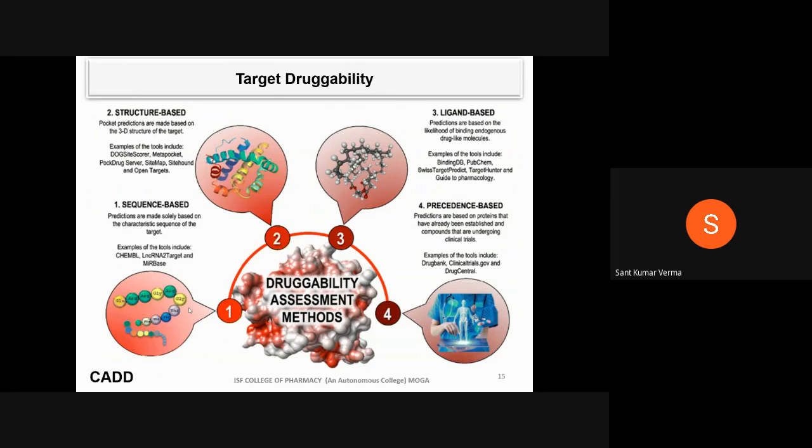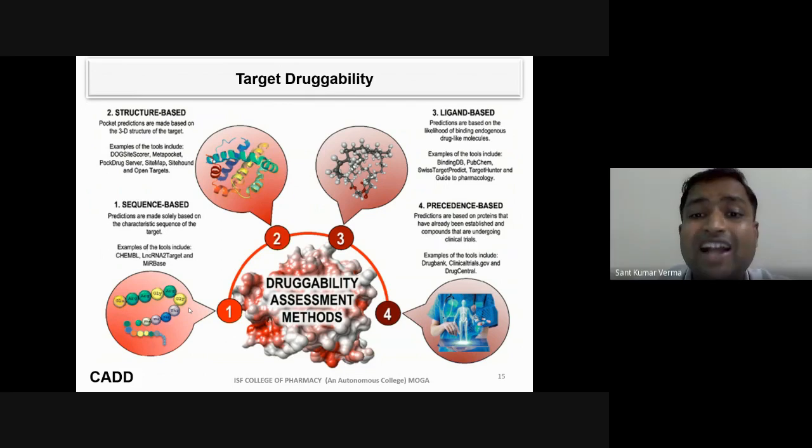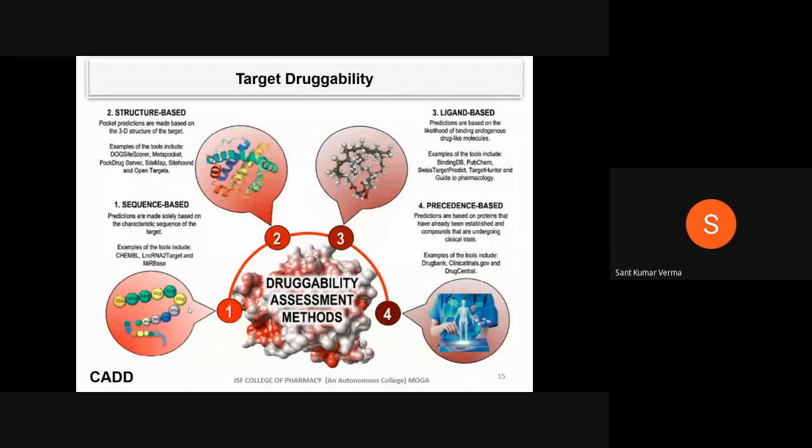The third strategy is ligand based. Predictions are based on the likelihood of binding endogenous drug-like molecules. Suppose dopamine binds with its target, its protein, its receptor. If you have the structure of a molecule which is similar to dopamine, you can say that this molecule can also bind to the similar target. Examples of tools include BindingDB, PubChem, SwissTargetPrediction, TargetHunter, and Guide to Pharmacology.